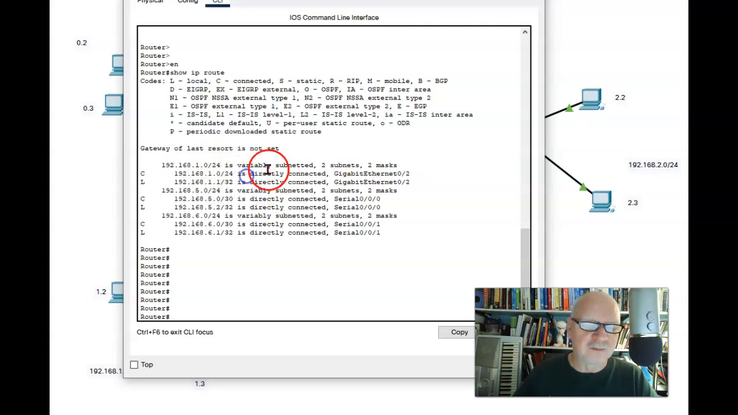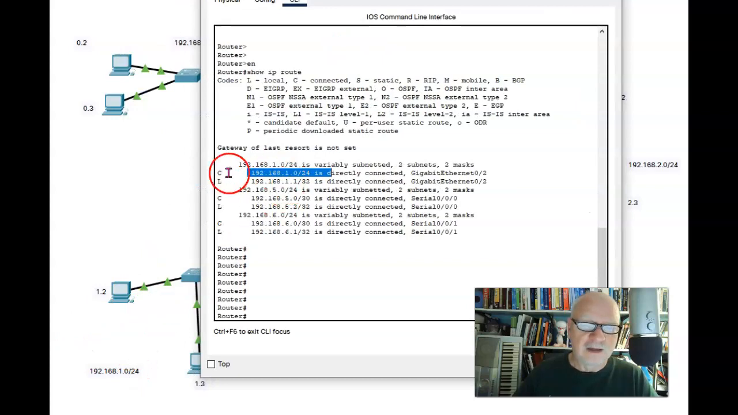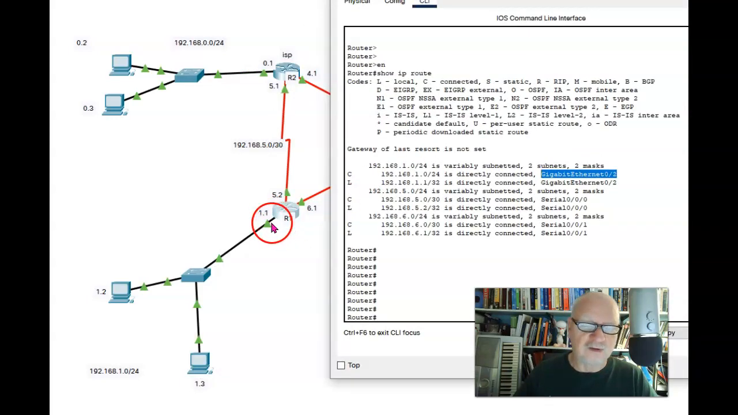So let's see what those two subnets are. First of all, there's the 192.168.1.0/24 network. That's this network here. And this C indicates that it is directly connected to this router, and it's connected through GigabitEthernet0/2. So this is GigabitEthernet0/2 right here. And it says, I know that this network can be gotten to by this interface right here, GigabitEthernet0/2. That's why we were successful in pinging 1.3 down here, because it knows about how to get to this 1.0 network.